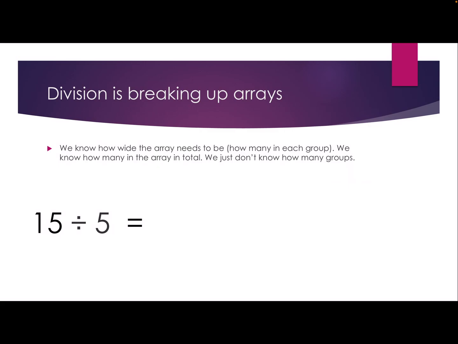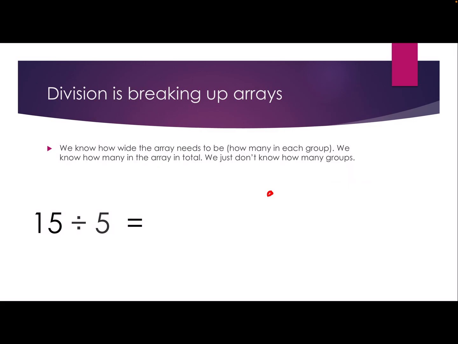So division is breaking arrays up. I know how many is going to be in the array. It's going to be 15. I've got 15 things. And I know how many is going to be in each group. There's 5. I want to give each person 5 things. I just don't know how many people I can give these 5 things to.